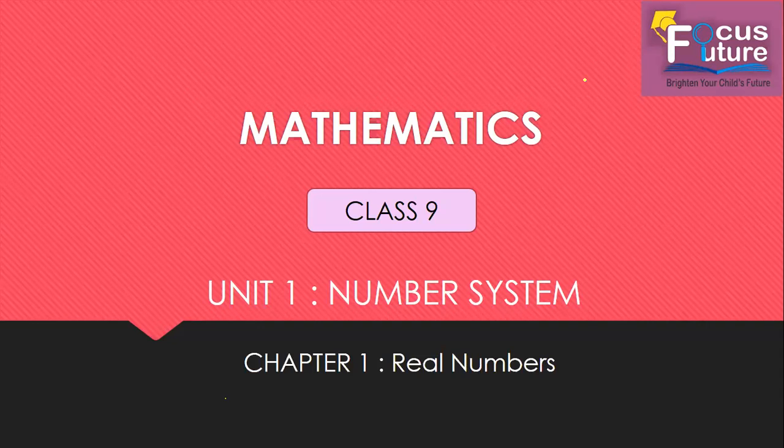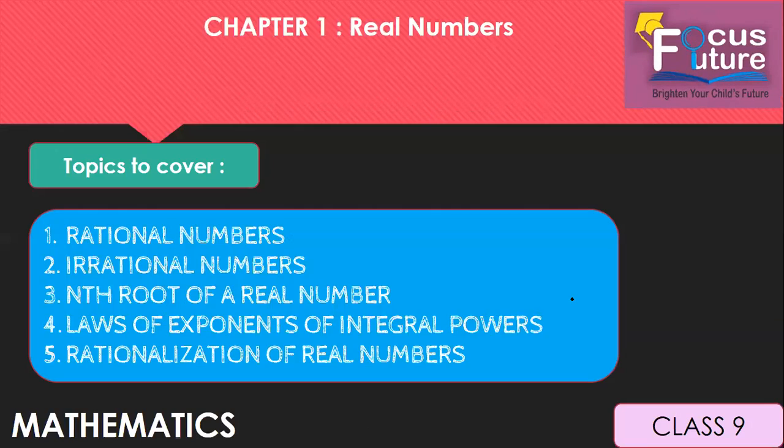Today, we would be studying Chapter 1, Real Numbers of Mathematics of Class 9. So, let us start our session now. This chapter of real numbers is part of Unit 1, Number System. Okay? Now, we would be covering these 5 topics: rational numbers, irrational numbers, nth root of a real number, laws of exponents of integral powers, rationalization of real numbers.